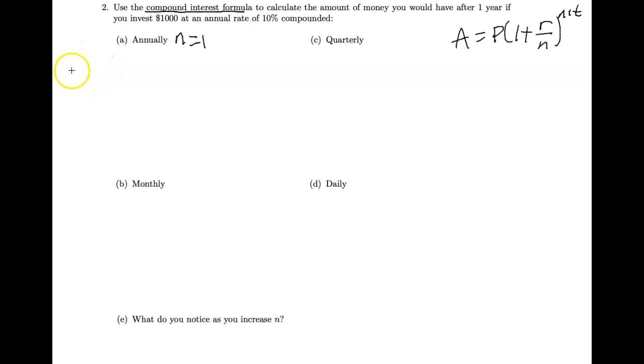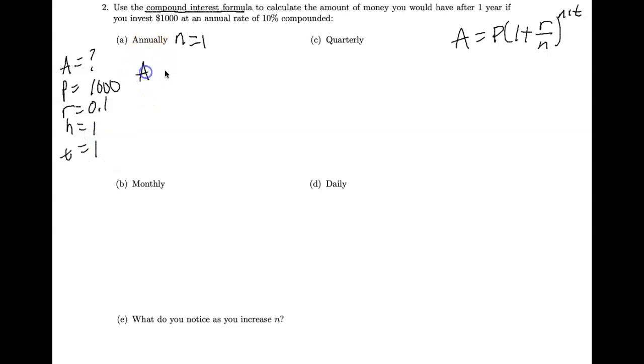So what we can do is list the parameters. A is a question mark, because that's what we're trying to figure out: how much money we would end up with. P is going to be the 1,000. R is 10%, and we want to write that as a decimal. In this case, N is 1 and T is 1.